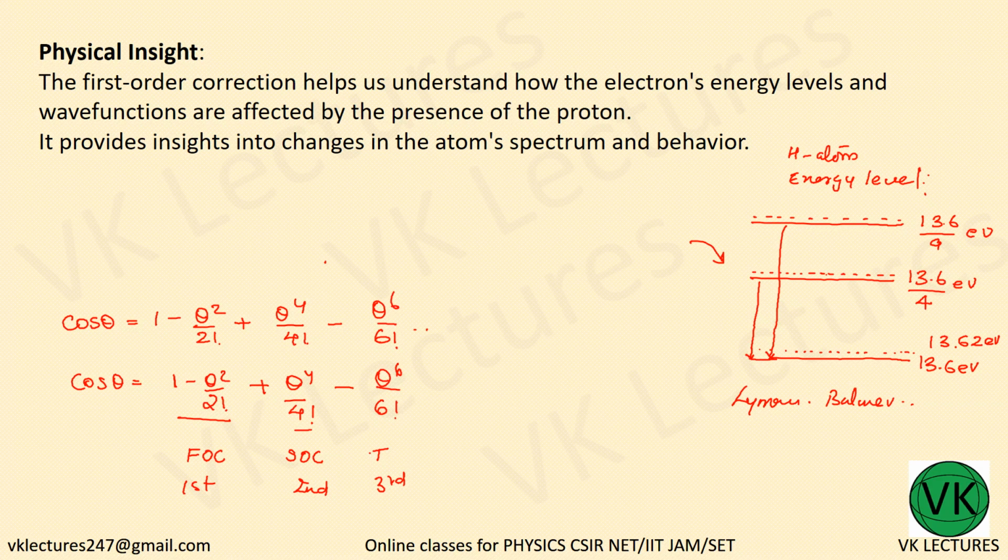The first order correction helps us understand how the electron's energy levels and wave function are affected. For example, energy E naught changes to E dash. Similarly, the wave function psi naught changes to psi dash. This also gives rise to a change in the atom's spectrum. So the atomic spectrum also changes. This is more prominent when we look into the atomic structure.